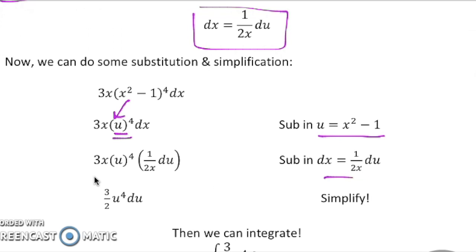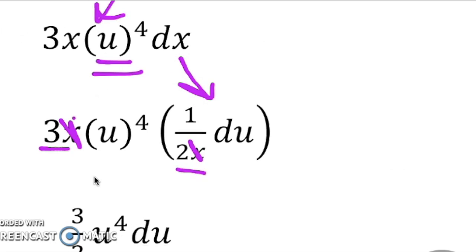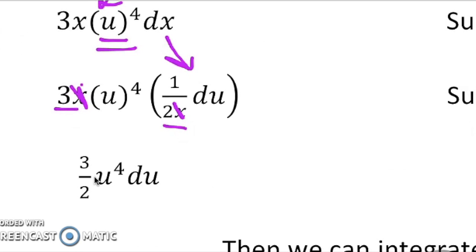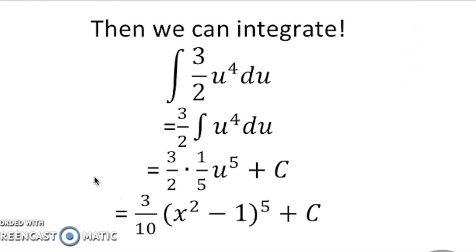Then I'm going to replace my dx because I solved for that. So dx I will replace with 1 over 2x du. And then we're going to simplify, and this is going to simplify down so that we don't have any more x's in there. So I have 3x over here, I have 1 over 2x there. The x's can cancel, and so I wind up with just 3 over 2 u to the fourth du. Now I can integrate this. So now I'm going to do the integral of 3 over 2 u to the fourth. That constant can just come out to the front. So it's 3 over 2 times the integral of u to the fourth du.